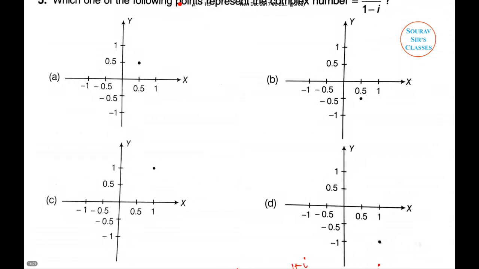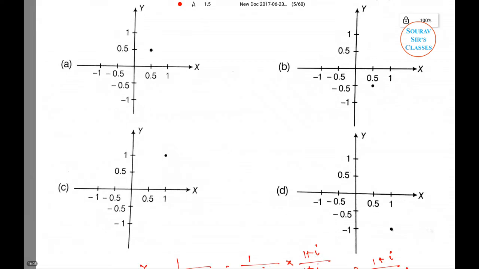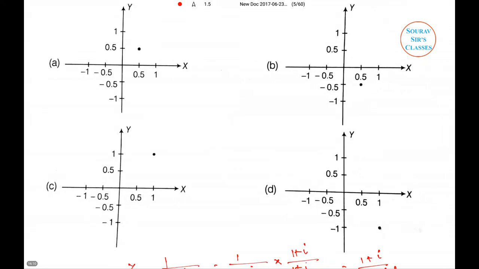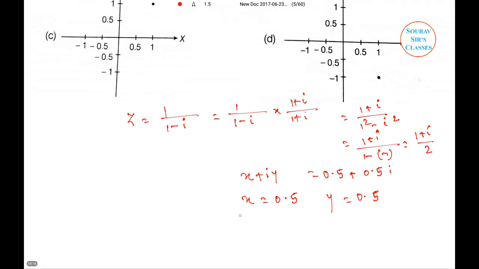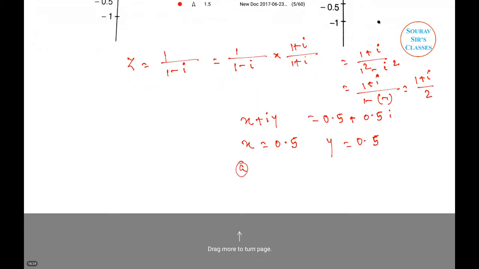and that is very easy to locate. You can see, because if you are going along the x-axis 0.5 and along the y-axis 0.5 units, you are going to reach this point. And in the other pictures, it is not going to match with your problem. So that is the option A. Now let us go to the next problem.